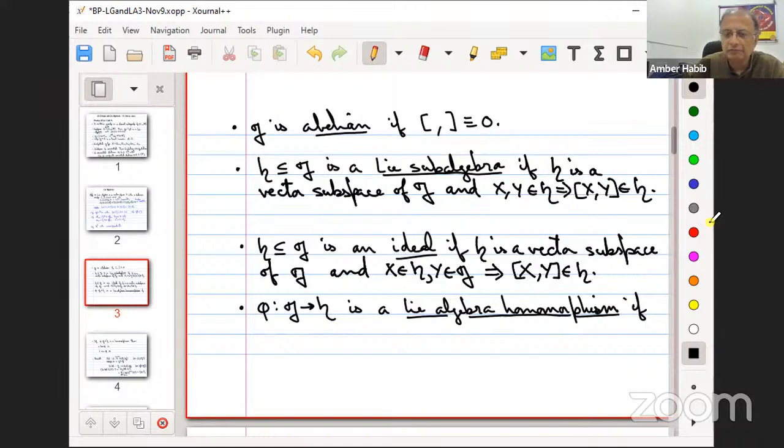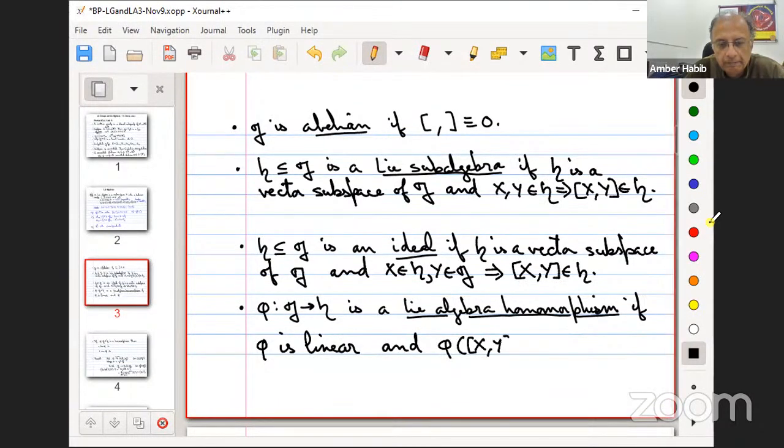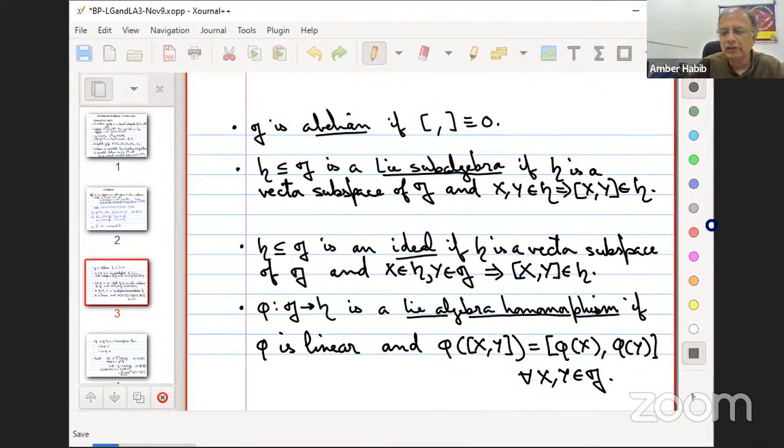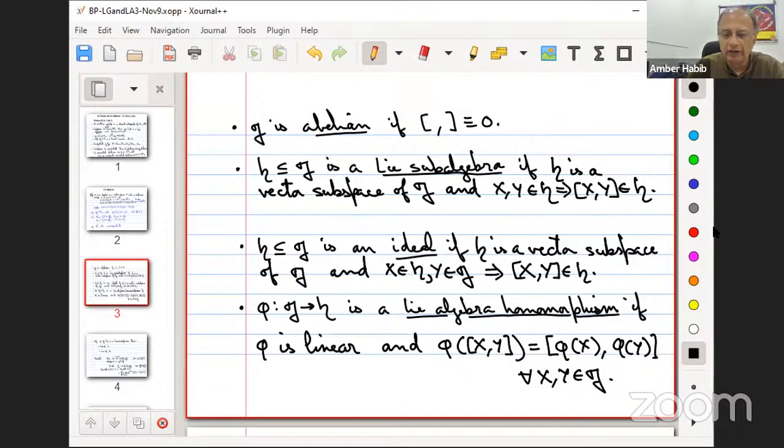Then we have homomorphisms. Okay. So there are two structures, vector space and bracket. The homomorphism needs to preserve both of them. So it's a homomorphism if it is linear, first of all. Second, it should preserve the bracket. So phi of the bracket of x and y should be the bracket of phi x and phi y. Okay. All right. So these are some standard terms defined in the obvious ways.